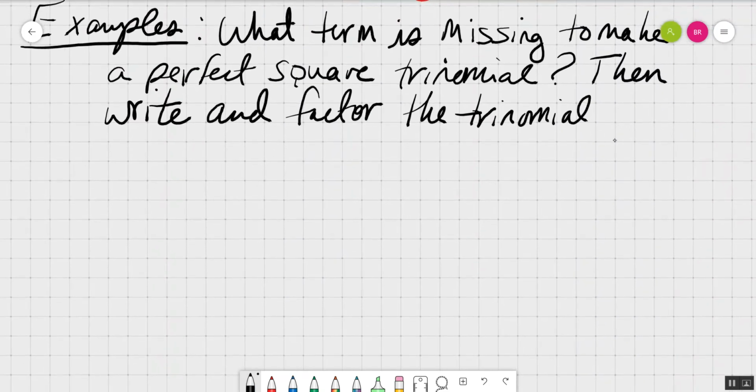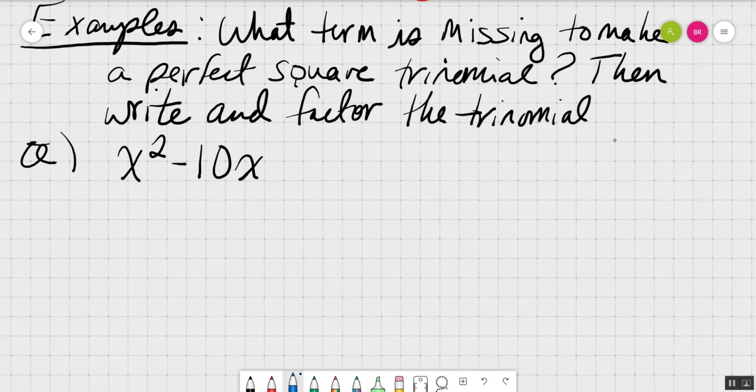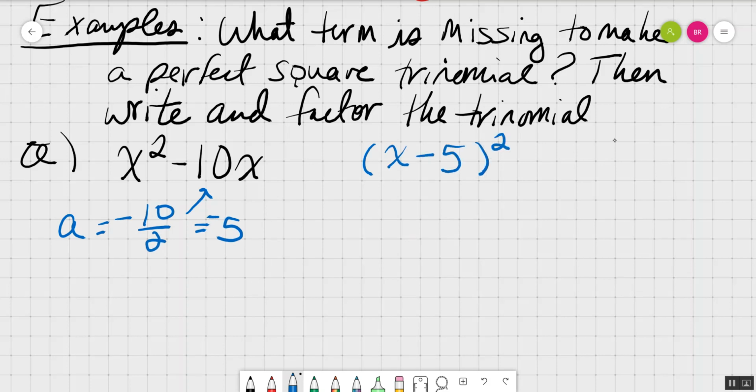Okay, so this first one will probably be the roughest one because this isn't that bad once you get started. X squared minus 10x. So looking at this, you're like, aha, using what we just saw, I gotta take this negative 10 and just divide it by 2. And that should be my value. It should be negative 5. So that means the trinomial I should use should be x minus 5 squared. So there's my trinomial, and I've already factored it.